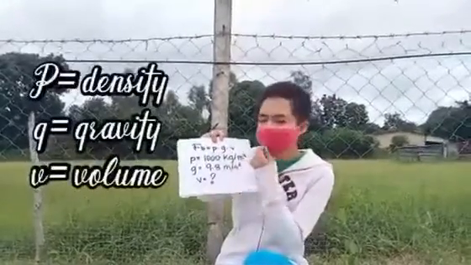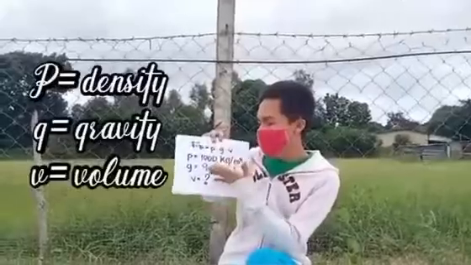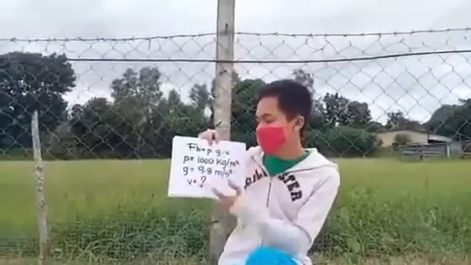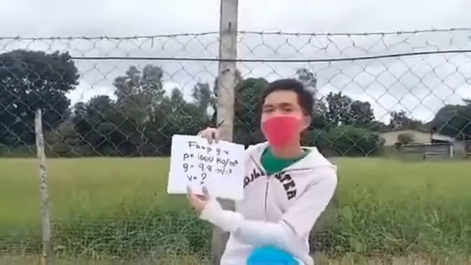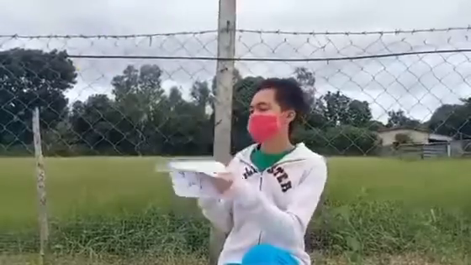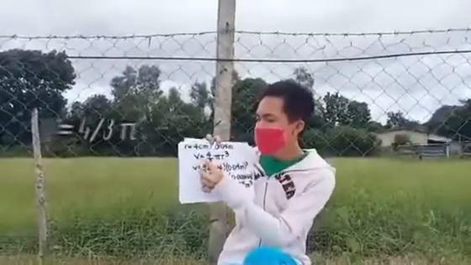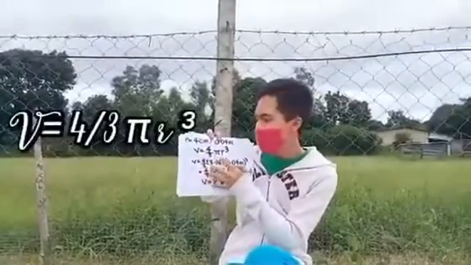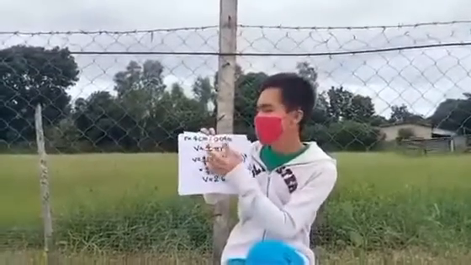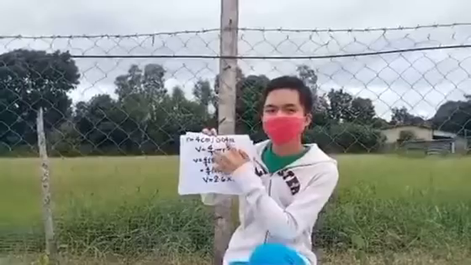So our standard density, or P, is equal to 1,000 kg per meter cubed. And our gravity is equal to 9.8 meters per second squared. But our volume here is missing. So for us to find that, we're going to use the formula V equals 4 over 3 pi r raised to 3. So we have here our radius of 4 cm and convert it to meters, which is 0.04 meters.